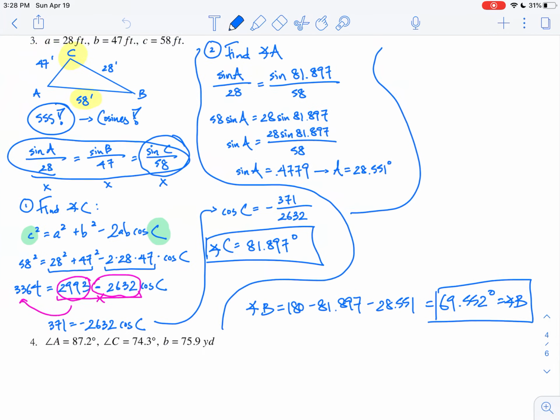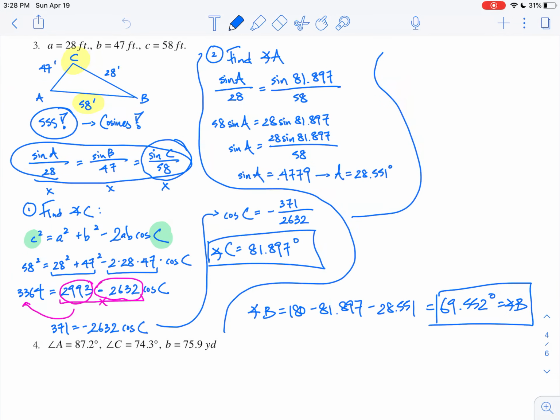Sorry, this keeps freezing on me. Very frustrating for me. I'm sure it is for you as well. But I've gone ahead and found a very classic case of law of cosines, right? The sine, sine, sine. And so I use law of cosines once. Then I use law of sines. And then I'm able to shortcut it and just do 180 minus those two angles to find the third angle.